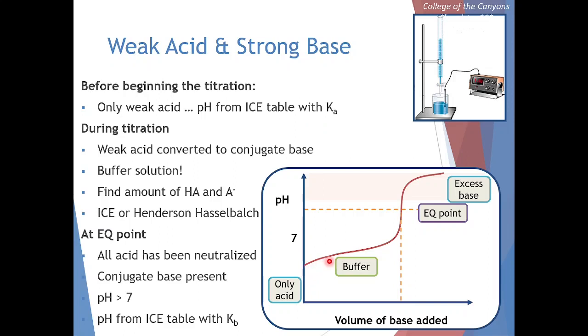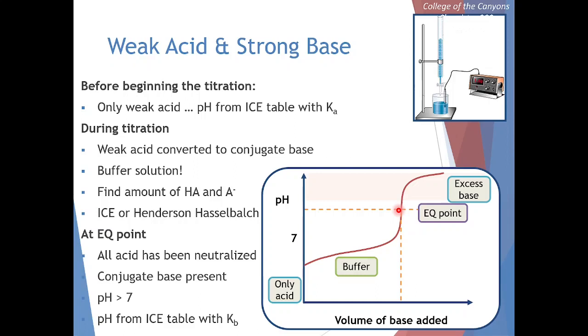As we start to add base to our acid, we can neutralize some of it. When we have some of our acid neutralized, it will turn into its conjugate base. We'll have a mixture of weak acid and its conjugate base. We can form a buffer partway along our titration. As we continue, we'll approach the equivalence point. At the equivalence point, we will have all of our weak acid converted into its conjugate base.